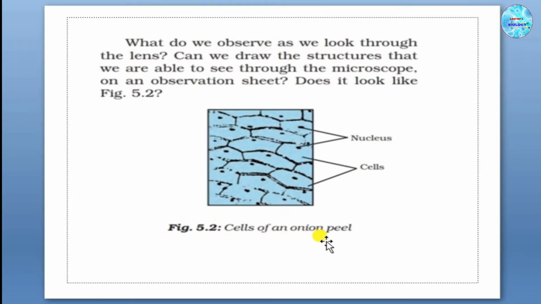So these are the cells of an onion peel. Here you can see small compartments, right? These small compartments are known as cells. In the middle of these cells, you can see a few dots. Now these dots are the nuclei of the cells.